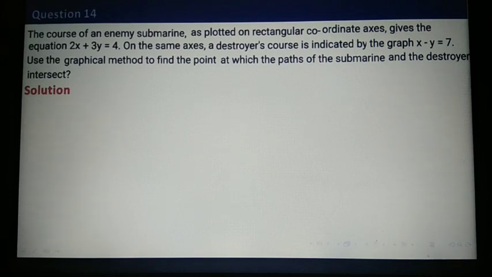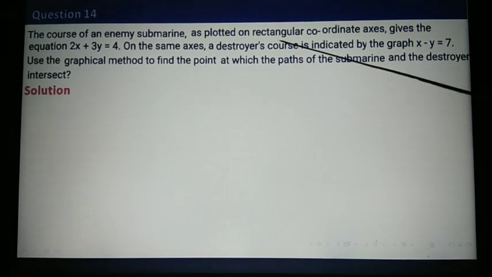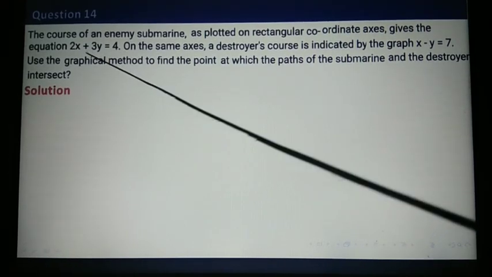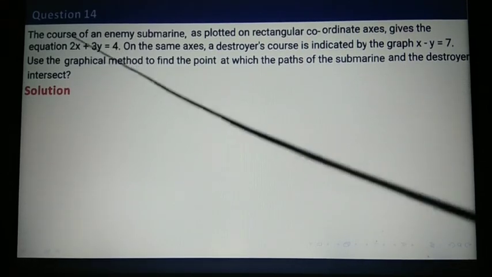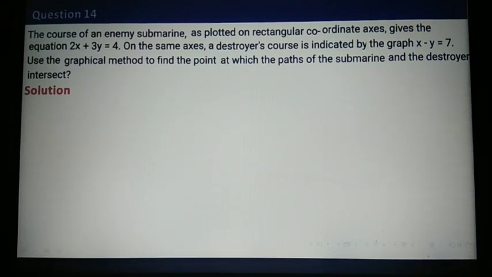Now this question is also easy. The only thing is they are trying to make it complicated. The course of an enemy submarine as plotted on a rectangular coordinate axis means take a graph paper. That's all the meaning of rectangular coordinate system. It gives the equation 2x plus 4y equals 2x plus 3y equals 4. We know that this is a straight line, and this is a straight line, and if you draw the graph you will get a line like this.